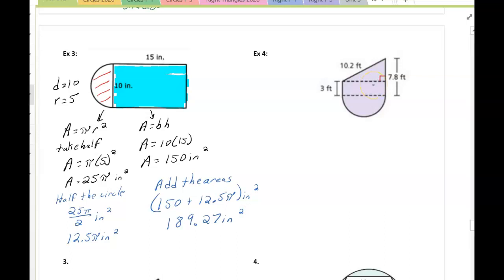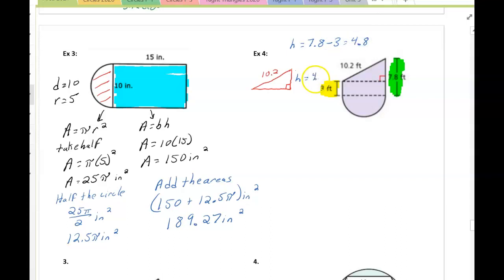Example number 4 has a triangle at the top, a rectangle, and then a semicircle. If I take a look at the triangle, I'm going to draw the triangle out over here. I need to find the area of this triangle. I know the hypotenuse is 10.2. And looking at the diagram, this green piece is 7.8. This yellow piece is 3. So in order to get the height of the triangle, I'll call it h, I'm going to do h is equal to 7.8 minus 3, which is 4.8.